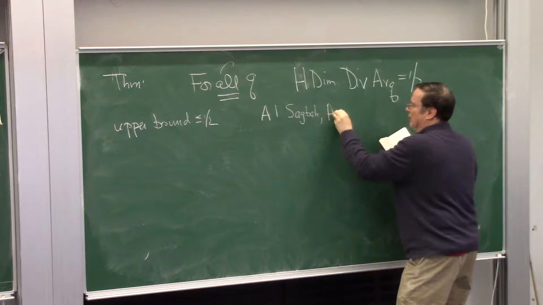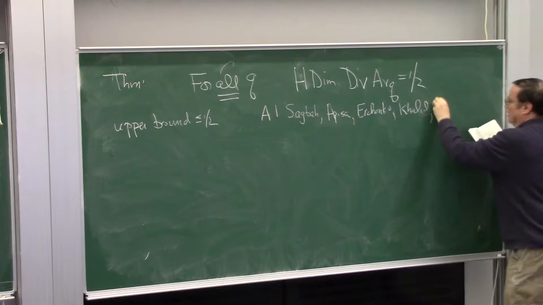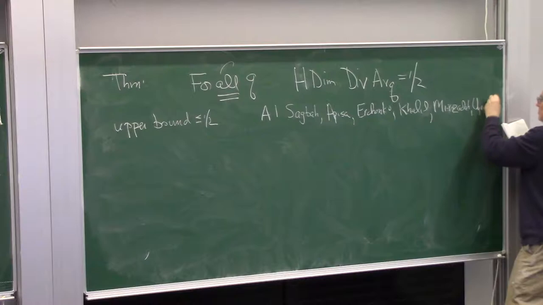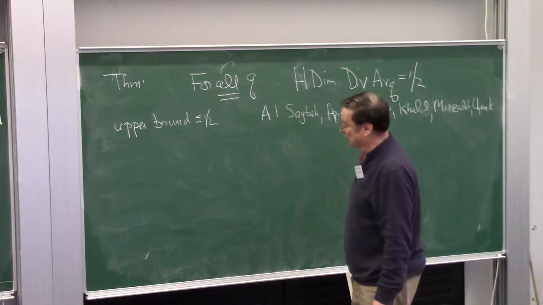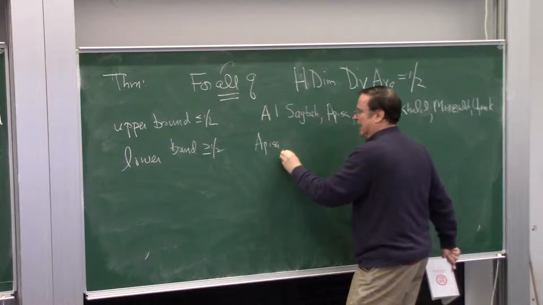Apisa, Paul Apisa is one of them, Erchenko, Khalid, and others. So I won't be talking about the proof of that at all. The lower bound, greater than or equal to a half. So that was this joint work with Apisa and Masur. And I'll try to say something about how we show that. Okay?